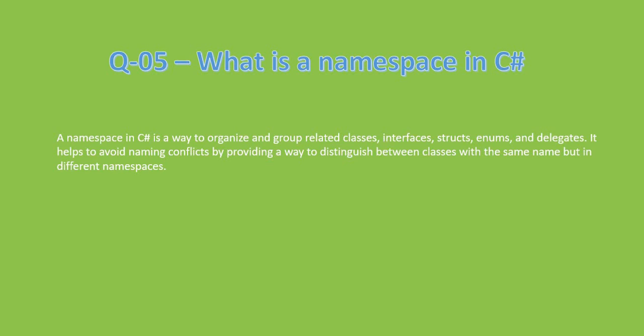You should give the answer as: a namespace in C# is a way to organize and group related classes, interfaces, structs, enums, and delegates. That is enough. But if you want to explain further, you can explain that it avoids conflicts by providing a way to distinguish between classes with the same name but in different namespaces. Okay, let's move into the code.